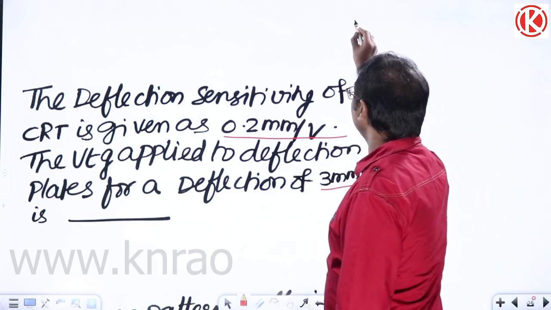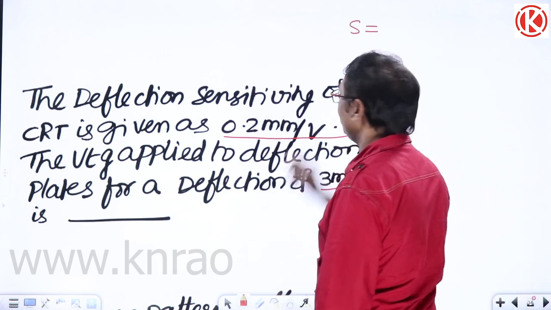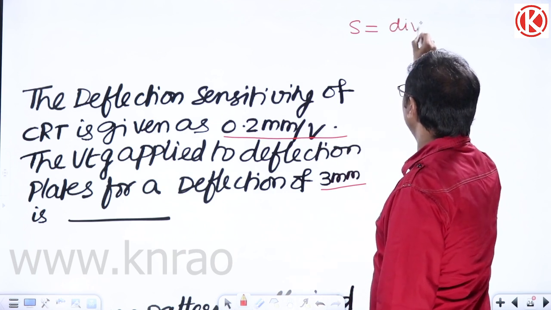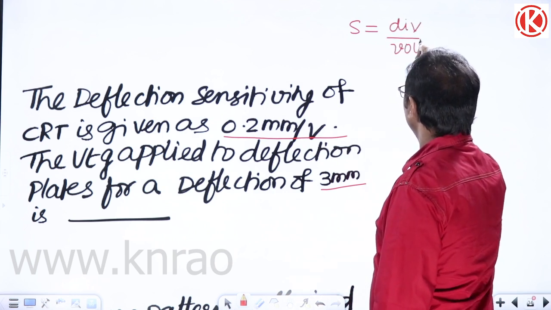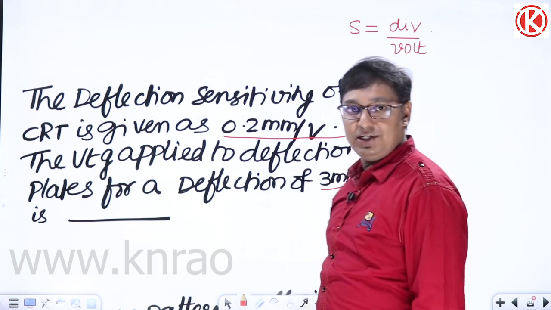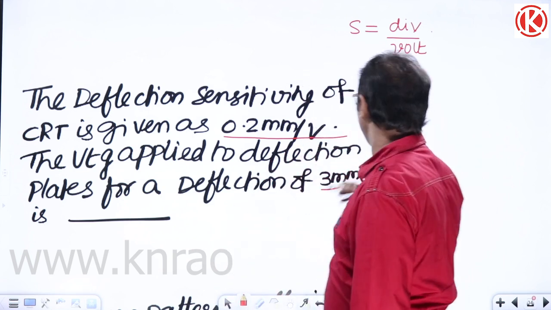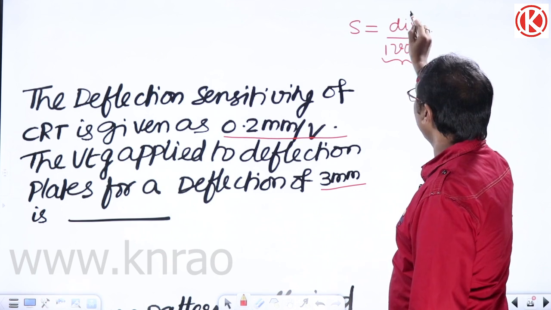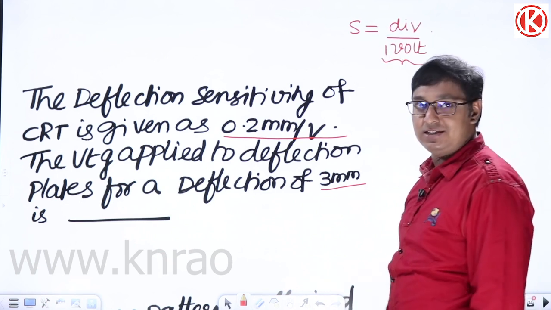What is the deflection sensitivity formula? S equals to what? Deflection sensitivity is so many divisions per volt. So many divisions per volt means for 1 volt of applied voltage, how many divisions are occupied? That is what the sensitivity means.